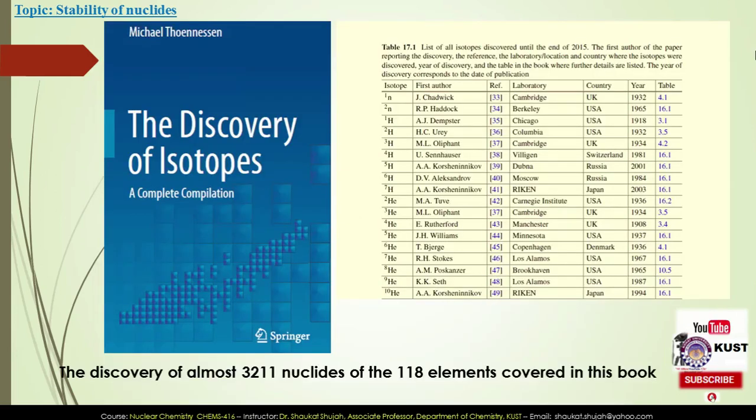If you are interested in the discoveries of these 3211 nuclides which were discovered until 2015, then you can consult this book, The Discovery of Isotopes, a complete compilation, published by Springer.